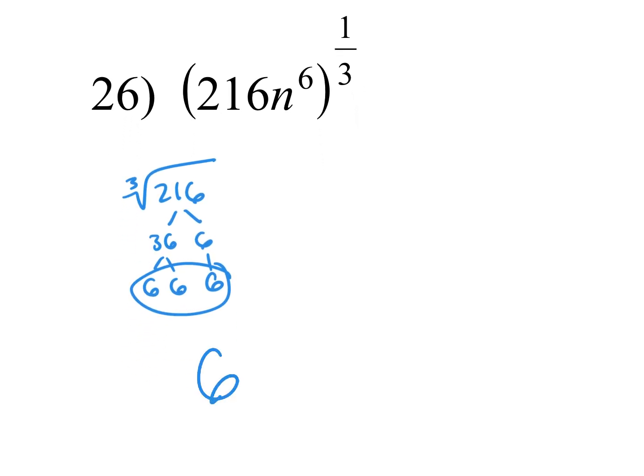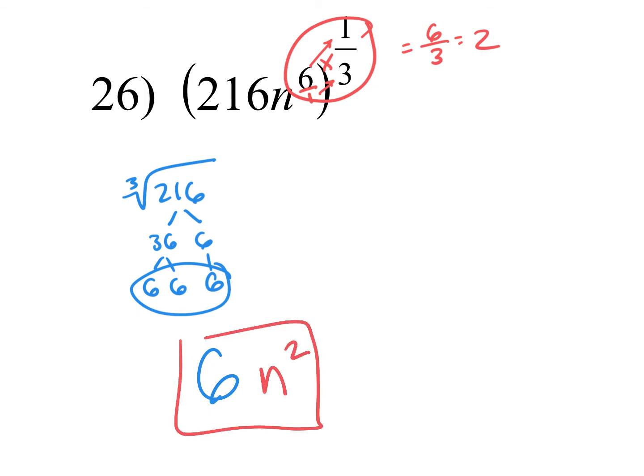6. So then with the n, what do I do when I have an exponent raised to an exponent? Multiply. So 6 over 1 times 1 over 3. So we multiply straight across on the tops and the bottoms. So 6 over 3, which is 2. So it would be n squared on the outside.